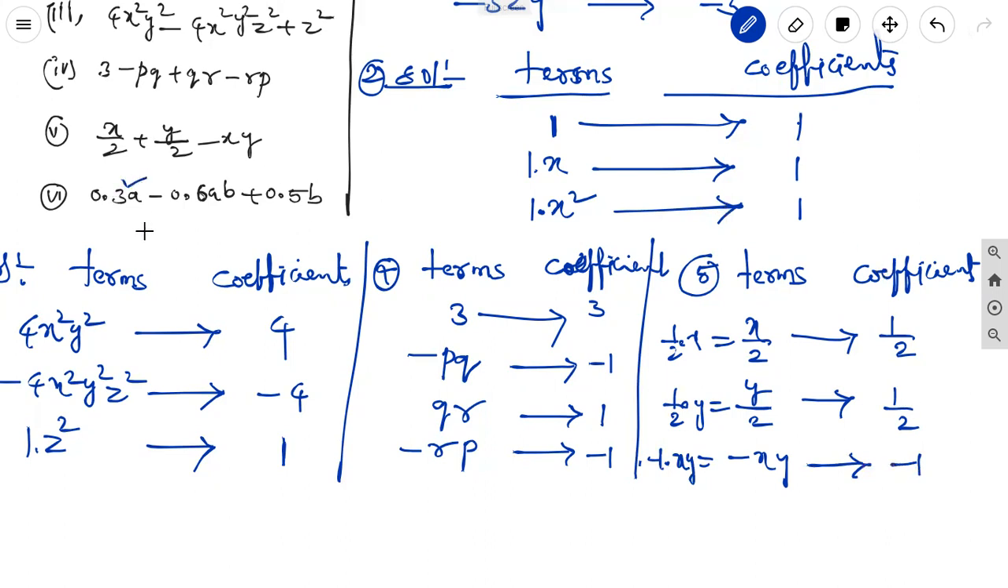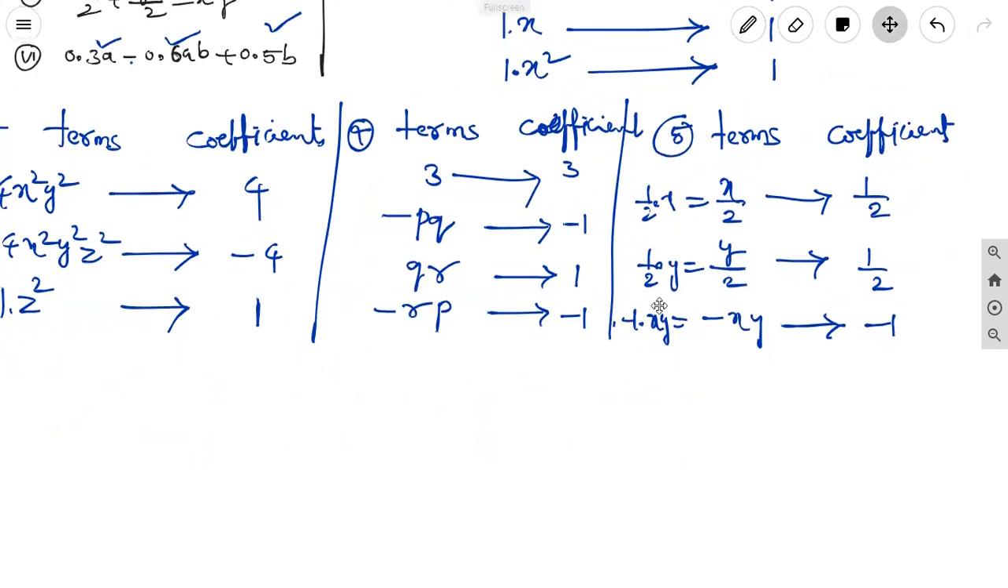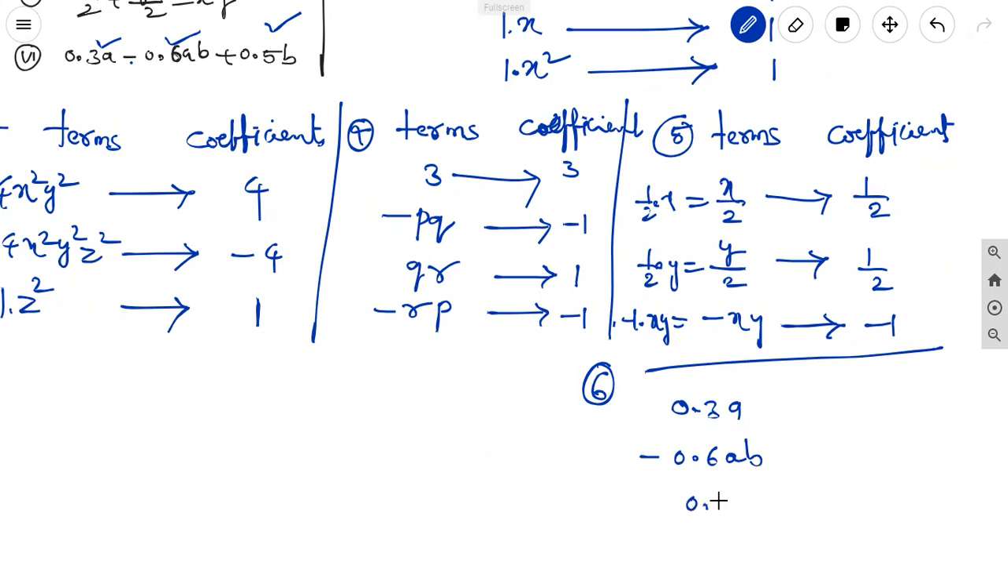In this, minus 0.3a is the first term, minus 0.6ab is the second term, 0.5b is the third term. Just write the sixth problem. What are the coefficients? Minus 0.3 is the coefficient, minus 0.6 is the coefficient, 0.5 is the coefficient. Okay, this is the first bit.